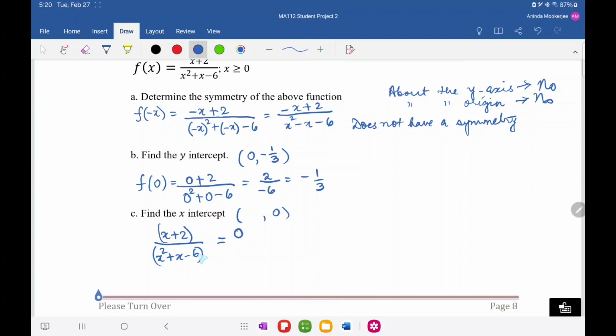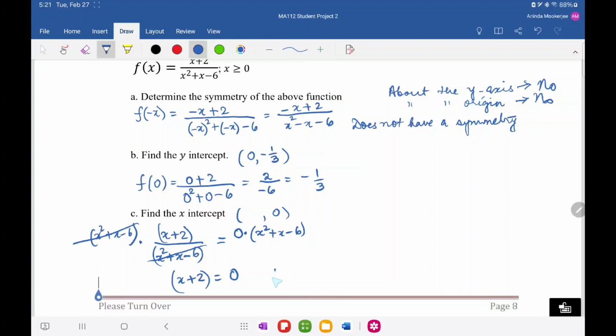So first we have to get rid of this x squared plus x minus 6. We have to remove the denominator and make it an equation without a denominator. So to get rid of the x squared plus x minus 6, we multiply both sides by x squared plus x minus 6. So they divide on the left hand side. We have to do the same thing on the other side, which is an x squared plus x minus 6 multiplied by 0, which is a 0. So what are we left with? x plus 2 equal to 0.